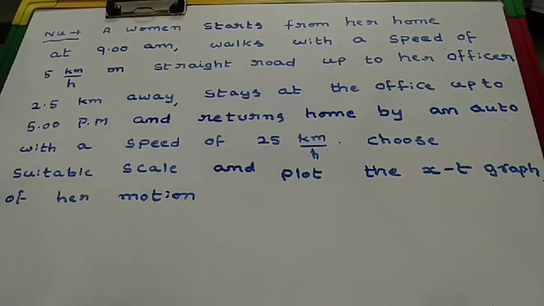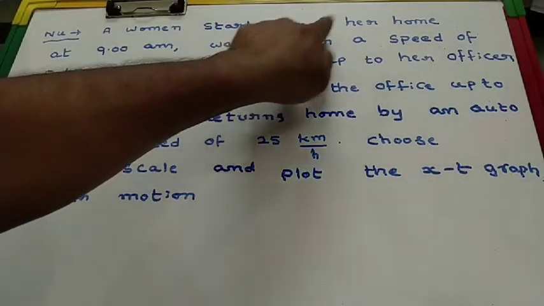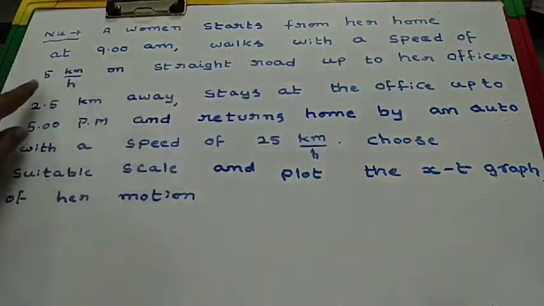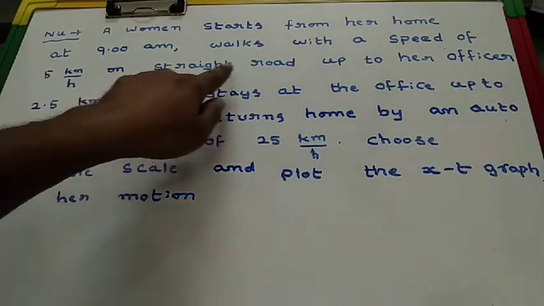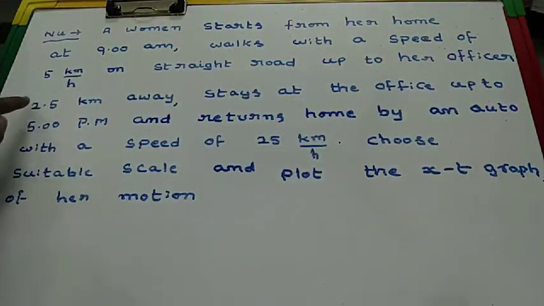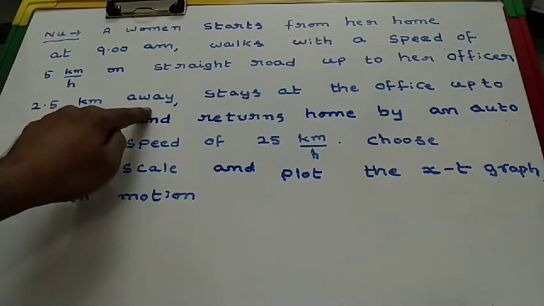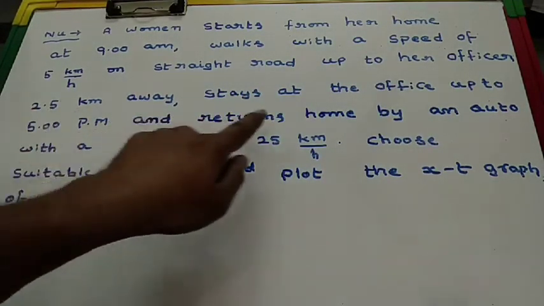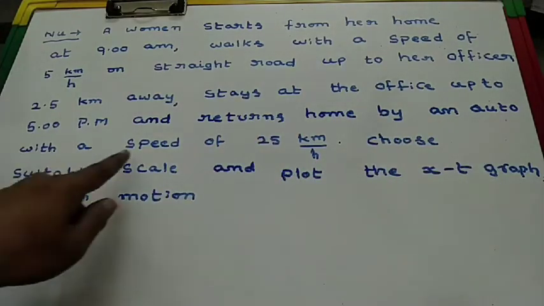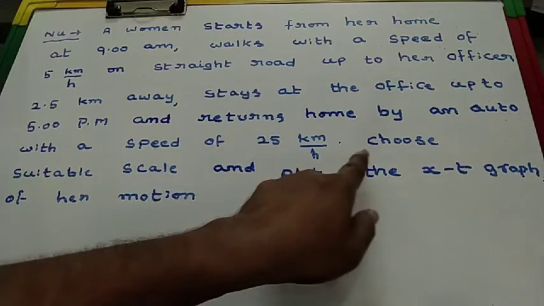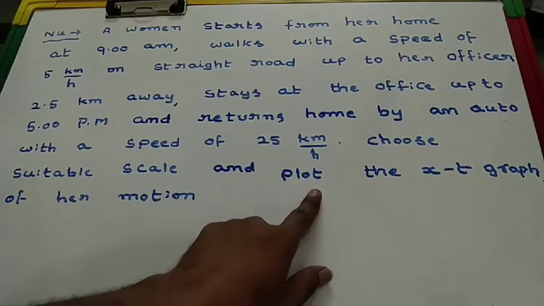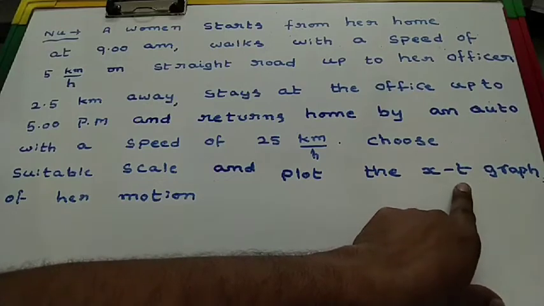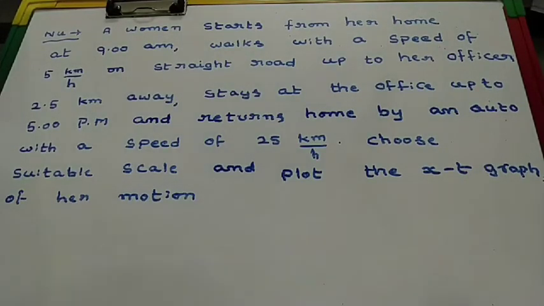Once again, I am repeating the question. A woman starts from her home at 9 a.m., walks with a speed of 5 kilometers per hour on a straight road up to her office, 2.5 kilometers away. Stays at the office up to evening 5 o'clock and returns home by an auto with a speed of 25 kilometers per hour. Choose a suitable scale and plot the x-t graph of her motion. Here x means displacement or position, t means time. This is the question.